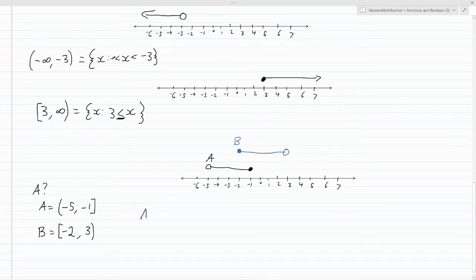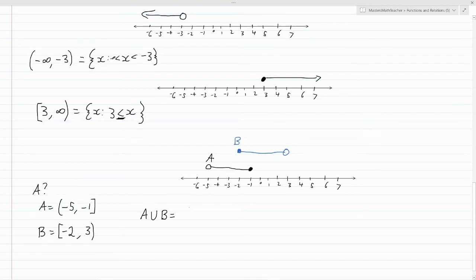Now what if I asked A union with B? Pause the video and give it a thought. So if we've got A union with B, so we've got the two intervals here. Remember, union means everything they all have. So when you add them together, you mix them up. So we've got, it goes from -5, -4, -3, -2, -1. But B also contains 0, 1, 2, and 3.